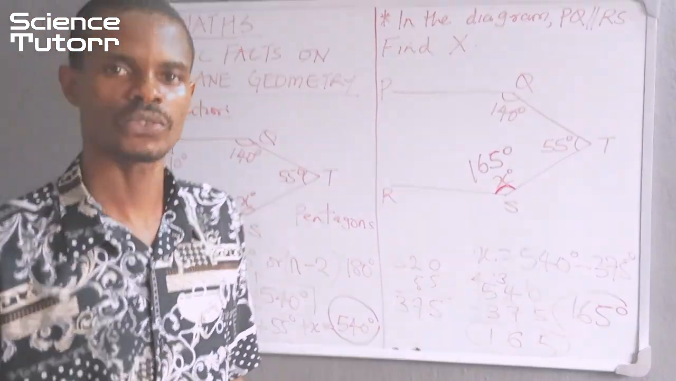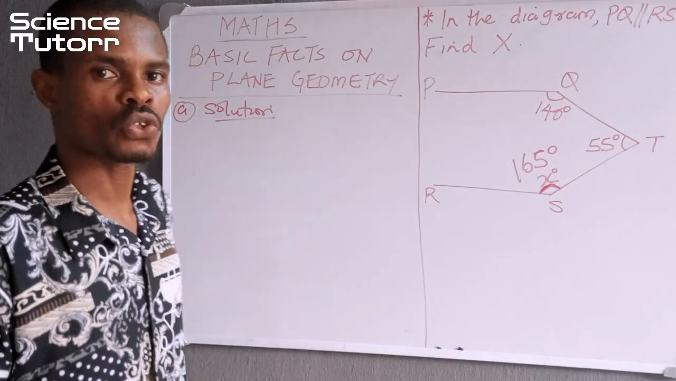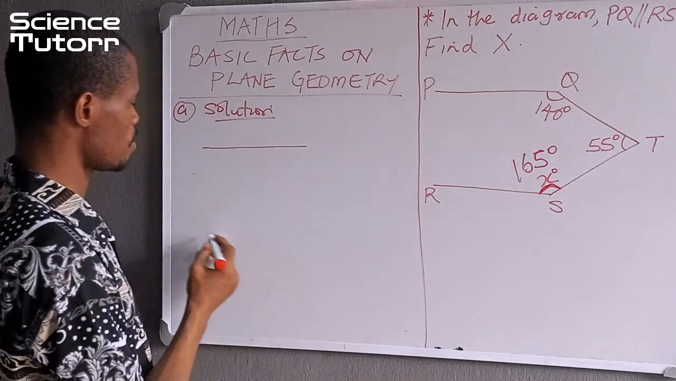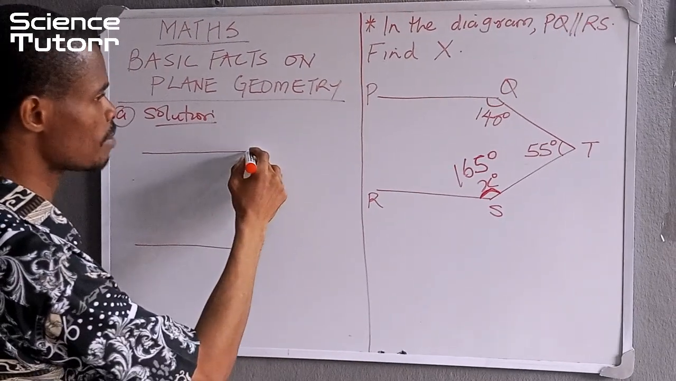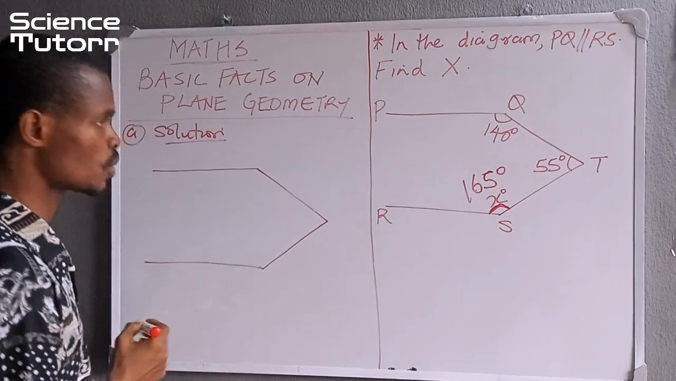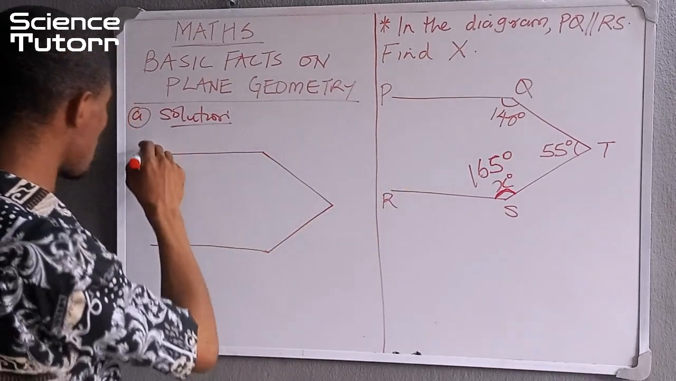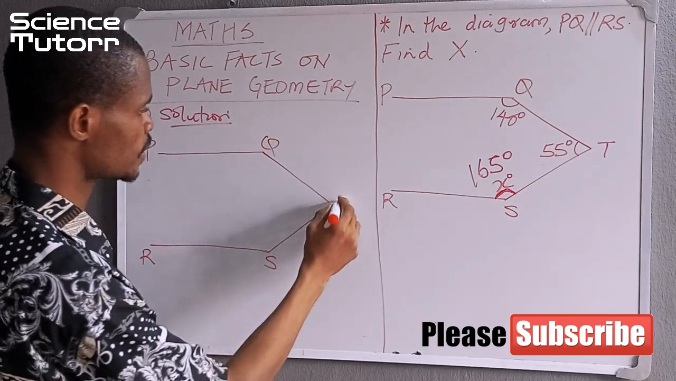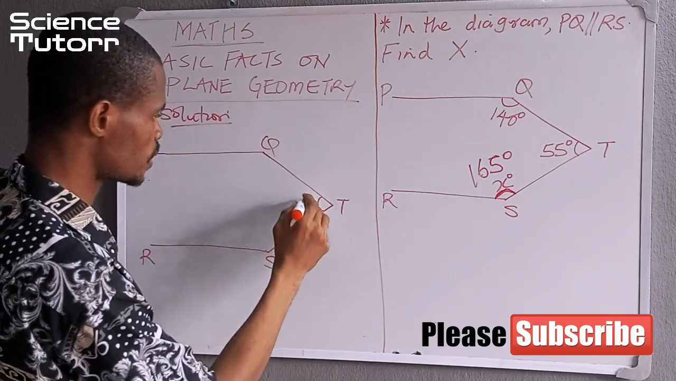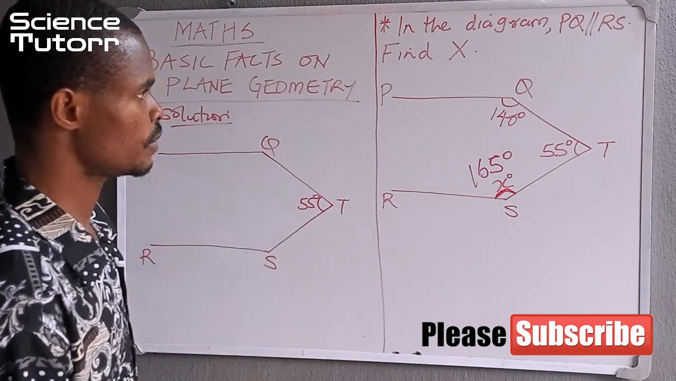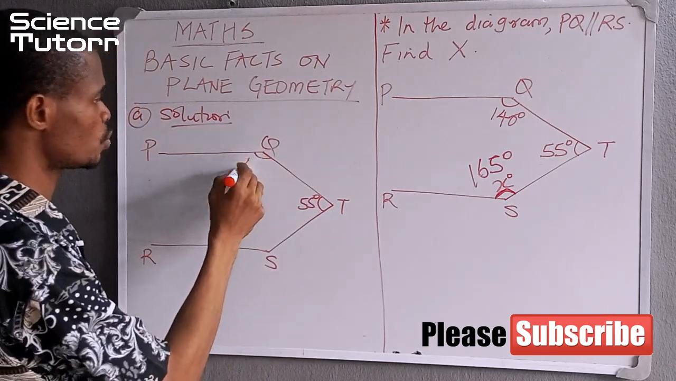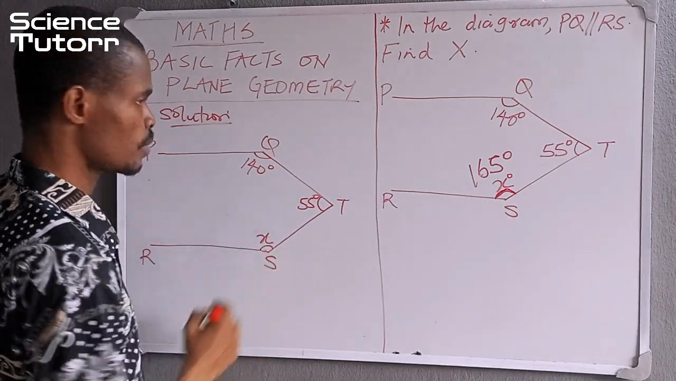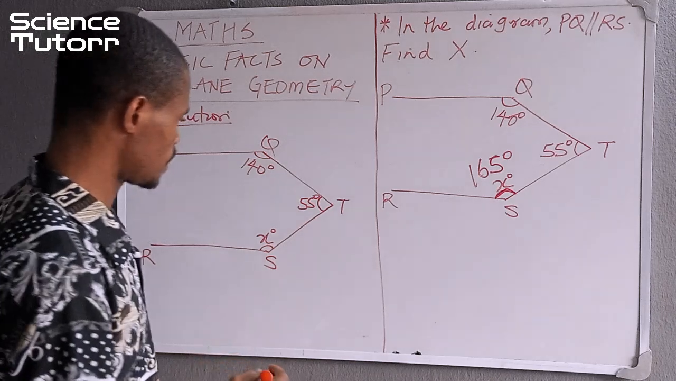On to the second method. In the second method, we shall be looking at the use of construction lines in solving such a problem. So I'm going to replicate the same diagram as it is on the board. We have P, Q, R, S, and T, where T is given as 55 degrees. We have angle Q to be 140 degrees. We are told angle S is x degrees.